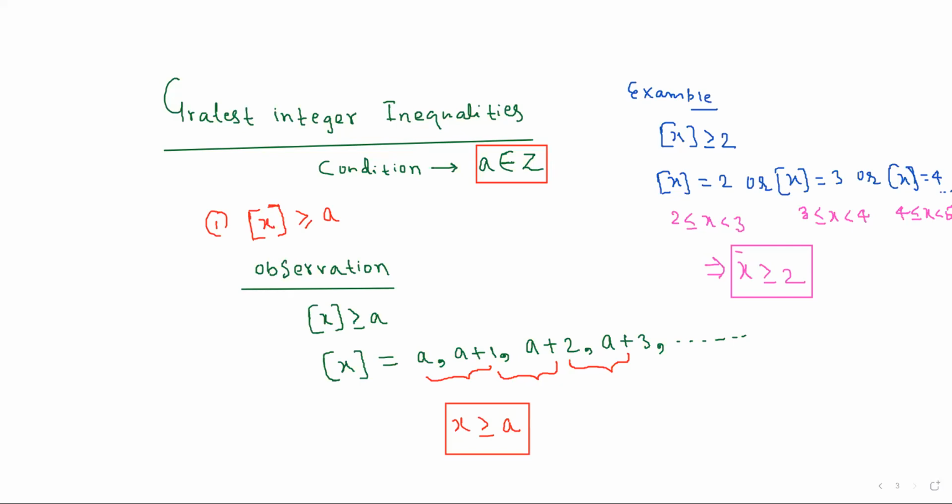Got it now? Okay, so finally what you observe here is that we get the answer x is greater than or equal to 2. I think this is clear to all. Yes, sir. Got it?